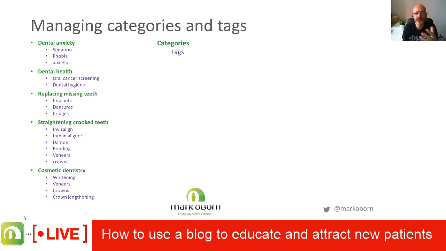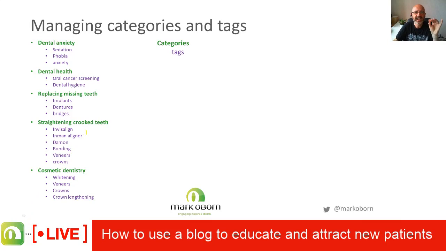So for example, straightening crooked teeth could be the category of that blog post, and the tags could be Invisalign and Malina, Damon braces, any other orthodontic system you use, and also veneers. Veneers, bonding, and crowns can be used to straighten crooked teeth. So have those as tags in there.